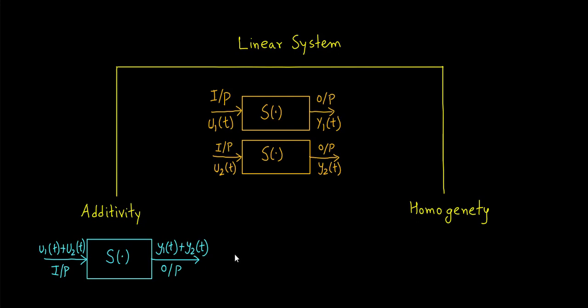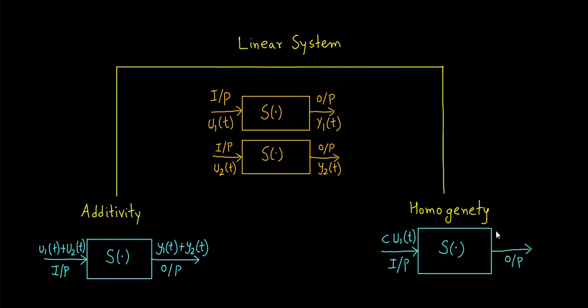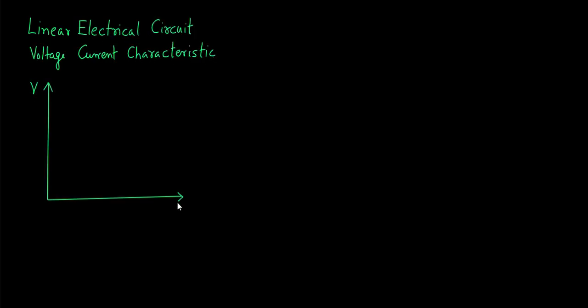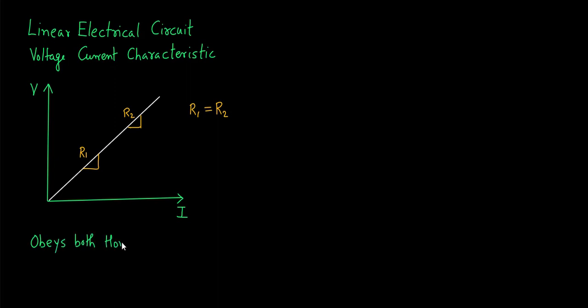Another property that needs to be satisfied is that if the input is an arbitrary scalar multiple of the input, let's say c times u1 of t, then the output y1 of t must also be multiplied by the same scalar. Here c is the scalar multiple which belongs to the real numbers. This property is known as homogeneity. Coming over to linear electrical circuits, the voltage current characteristic can be represented by a straight line passing through the origin. This means that the parameters do not change with voltage or current, and the circuit obeys homogeneity and additivity.